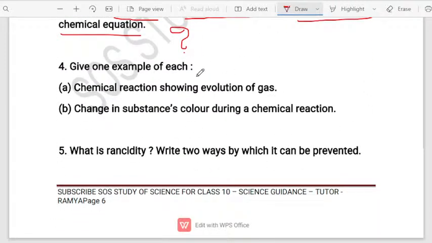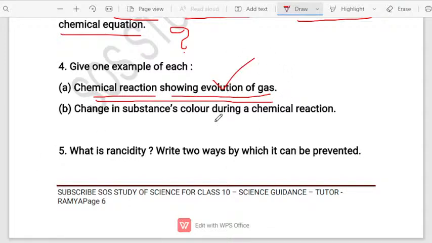Give one example for each: a chemical reaction showing the evolution of gas. Which chemical equation shows the evolution of gas? Write any one equation. There are so many chemical equations. Carbon combines with oxygen to give carbon dioxide, and gas evolves. Okay, so you can write any one in which gas is released. For example, lead nitrate is heated to get lead oxide and nitrogen dioxide, and gas evolves here. You can write any chemical equation which shows the evolution of gas.